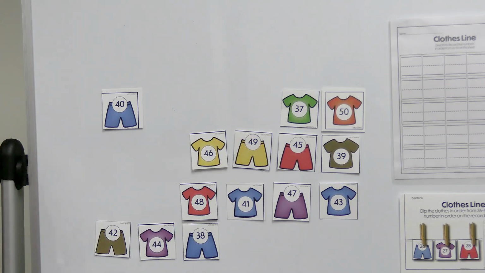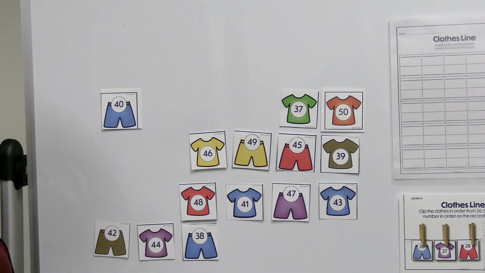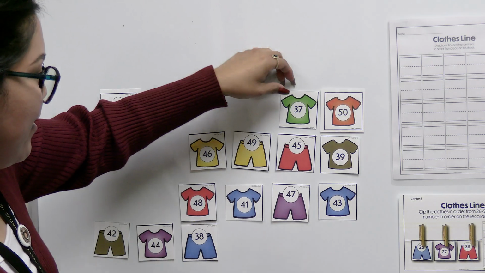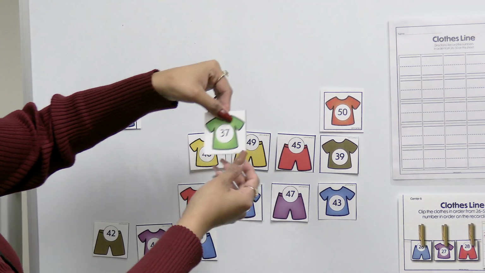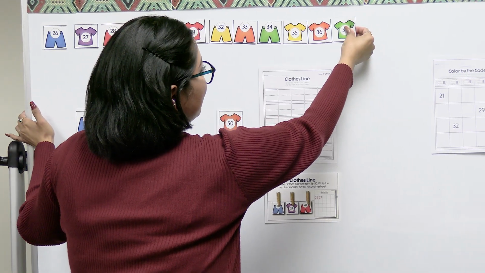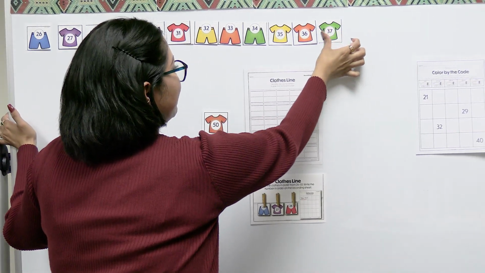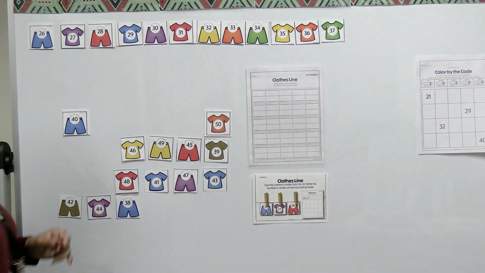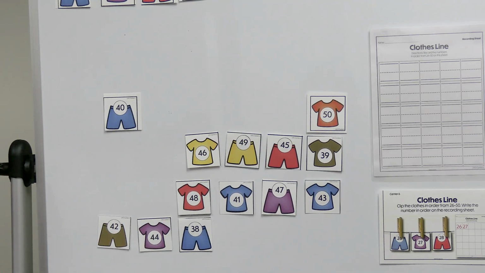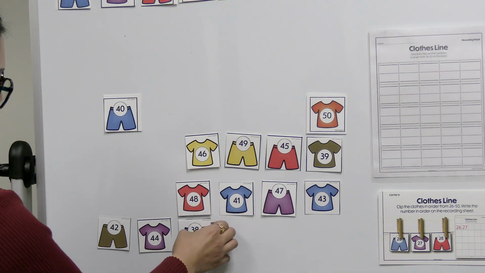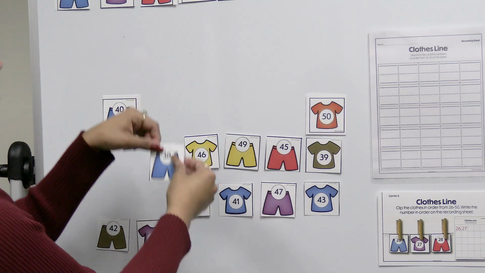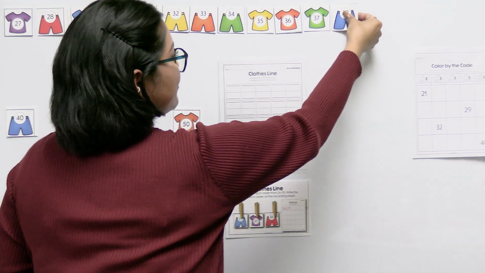What comes after 36? 37. So let's look for our number 37. See right here on a green shirt. And then we'll clothespin it on our pretend clothesline. Okay, so we have 37. Let's look for 38. 38. I see number 38 right here on some blue shorts. And then we'll place it next to 37.